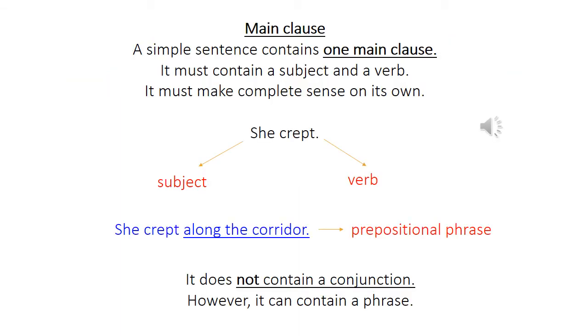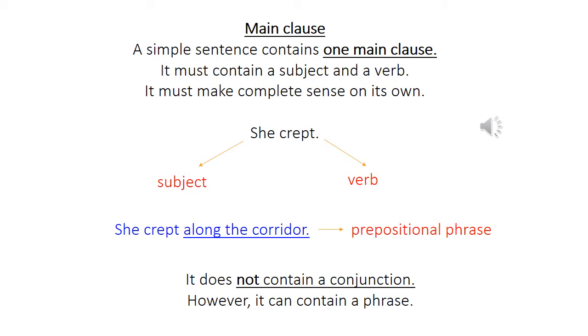Firstly, let's think about a main clause. A main clause is a group of words that contain a subject and a verb and makes complete sense on its own. A main clause could also be called a simple sentence. Can you remember what a subject and a verb is? A subject is who or what the sentence is about, and a verb is a doing or being word.